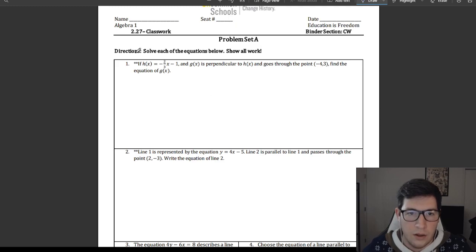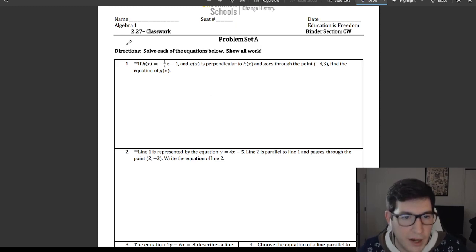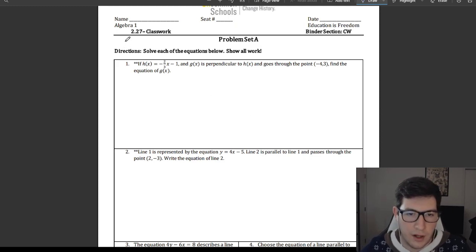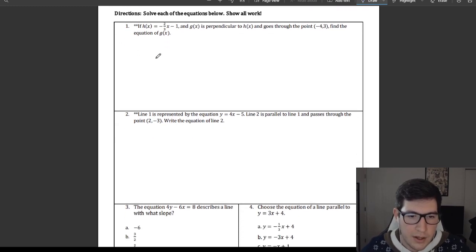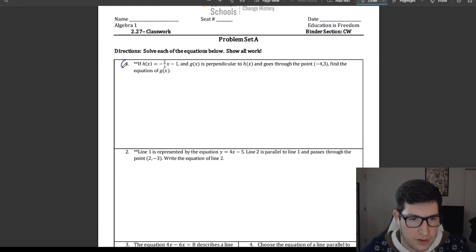All right, so with that, we're going to turn our attention back to our packets. We're going to go to problem set A. In problem set A, we're actually just going to start with number 1. I want us to just work on number 1. It's going to look very similar to exactly what we did in our notes. So go ahead, work on number 1 for problem set A. You're going to have 2 minutes, silent and solo. You may begin. Go ahead and pause the video here.